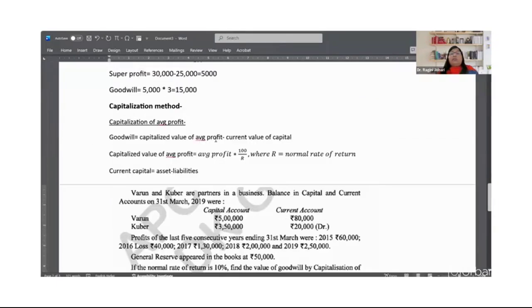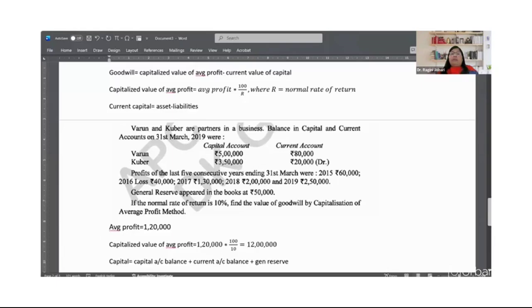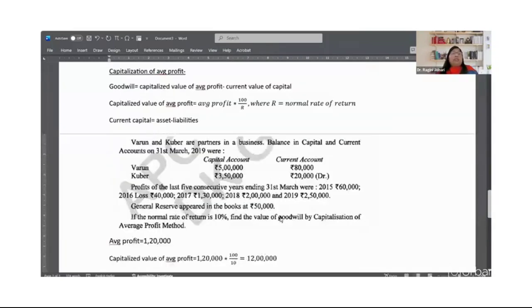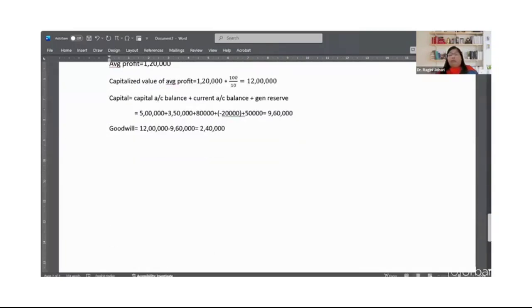Goodwill is capitalized value of average profit minus current value of capital. So goodwill will be how much? This is 12 lakh minus 9,60,000, and the answer would be 2,40,000. So this 2,40,000 becomes the goodwill of the firm using the capitalization of average profit method.